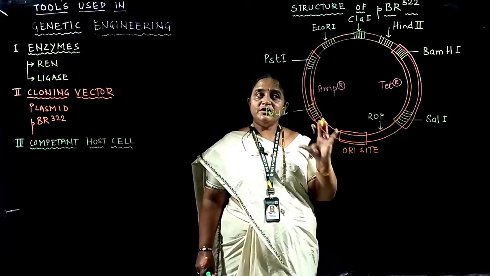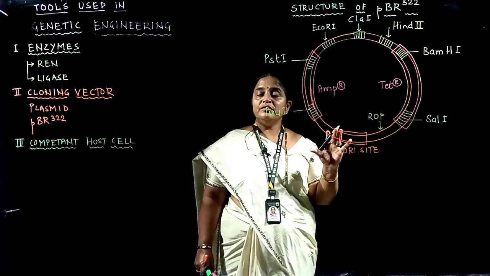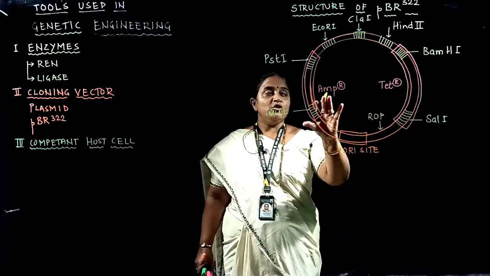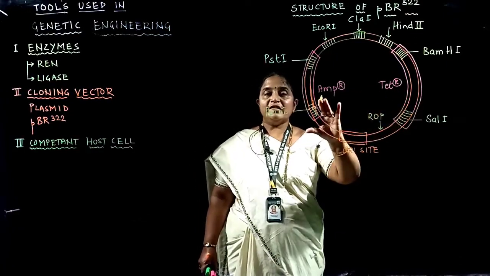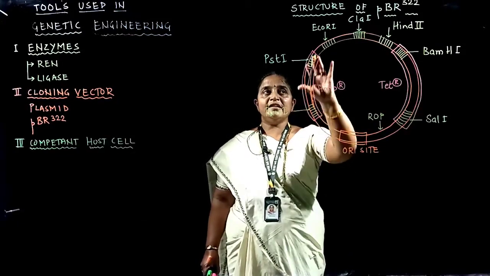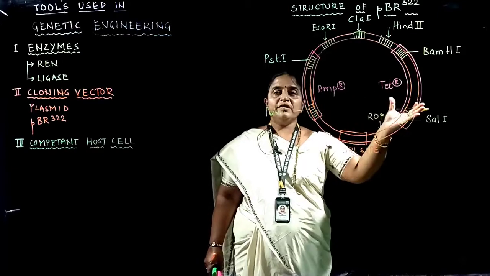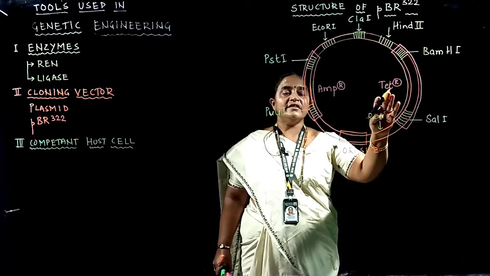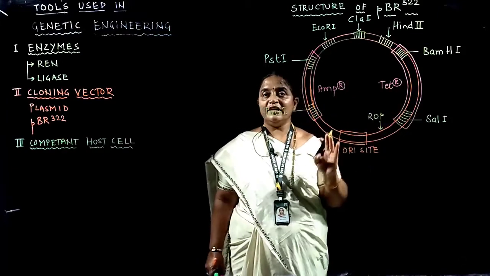So at present, just remember the labelings in the diagram. There are 2 selectable markers. Towards the left, you should specify AMPR. It is the ampicillin resistance gene. And towards the right, TETR, it gives resistance to the antibiotic tetracycline.